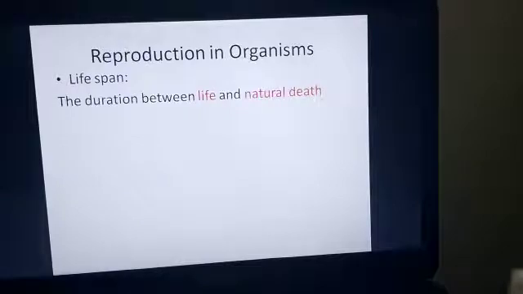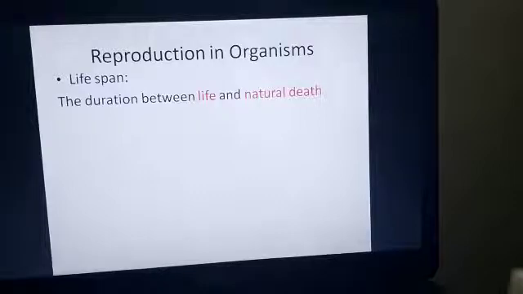Now in today's class, we're going to start with a new chapter, that is reproduction in organisms. Let us start with the definition of lifespan. Now what is the meaning of lifespan? Duration between the life and death. And what kind of death are we talking about? We are talking about natural death.